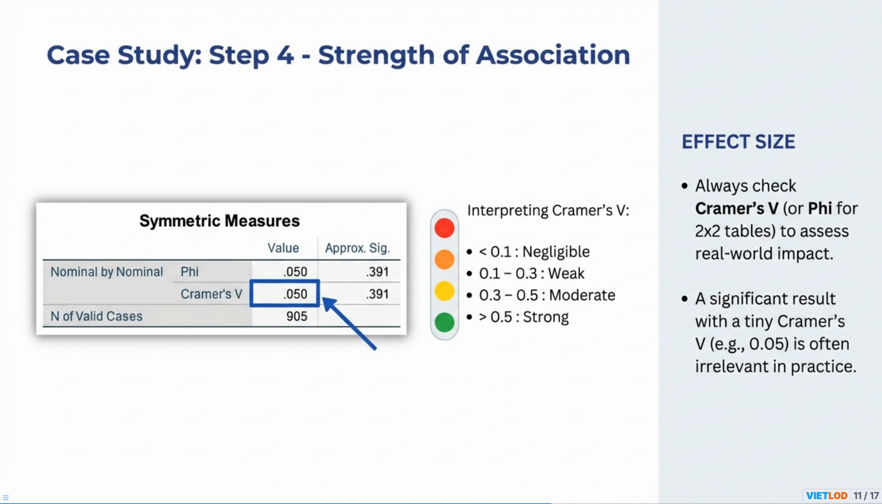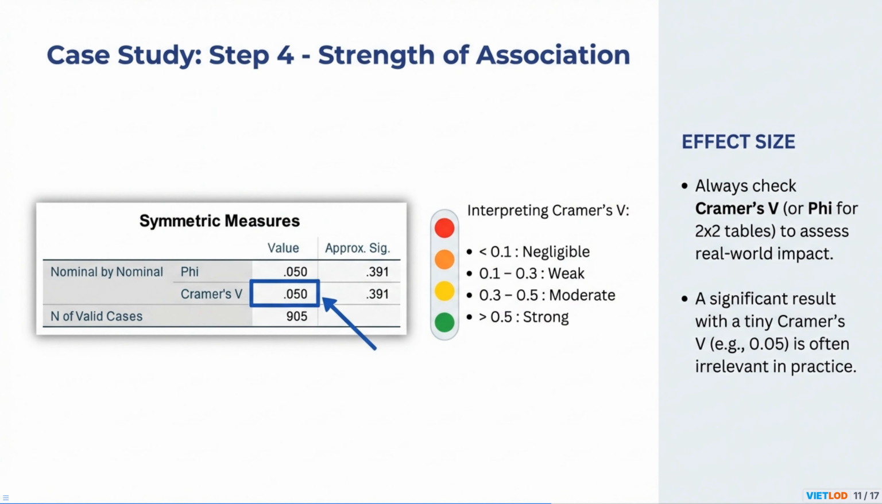To measure the strength of the relationship, we look at the symmetric measures table. The specific statistic we use is Cramér's V. Cramér's V ranges from 0 to 1, where 0 means no relationship and 1 means a perfect relationship. For 2x2 tables, the phi statistic is equivalent and can be used instead.